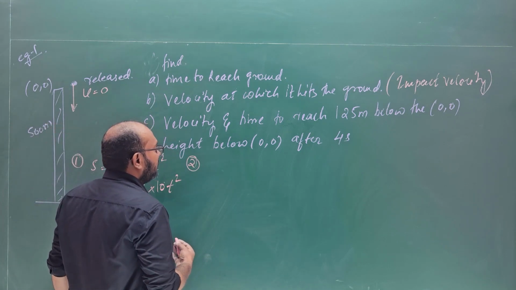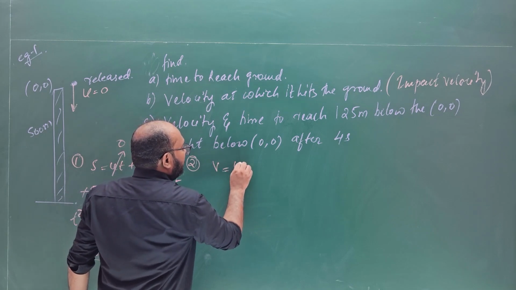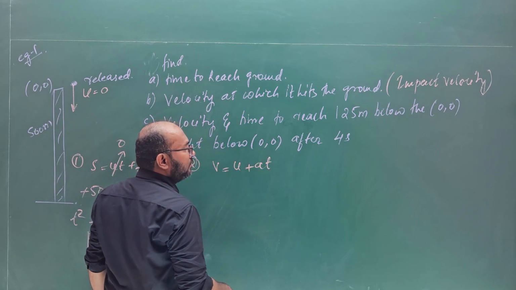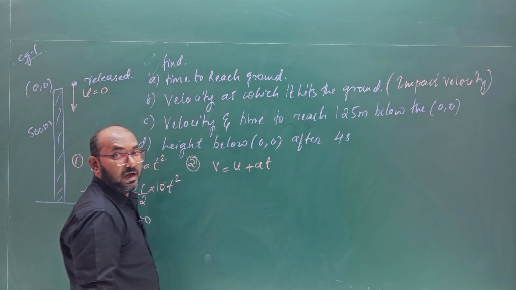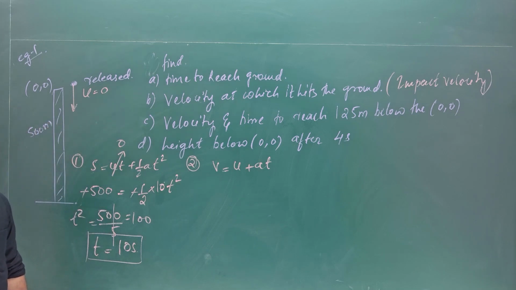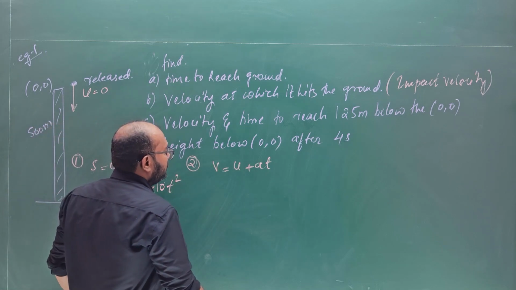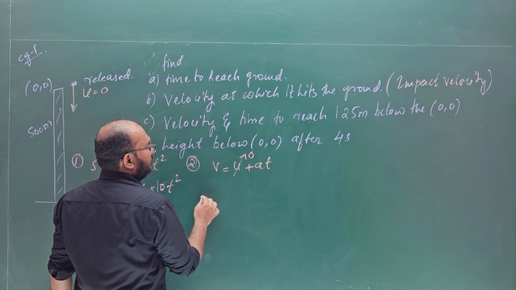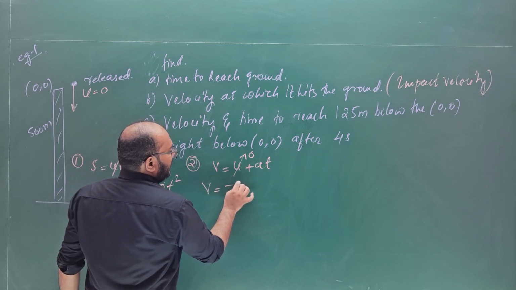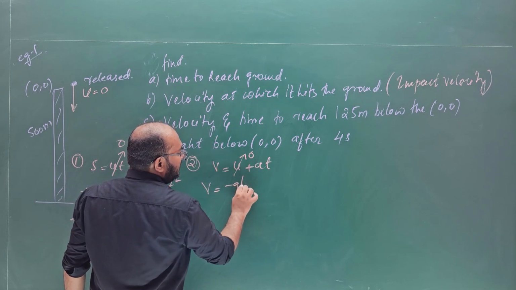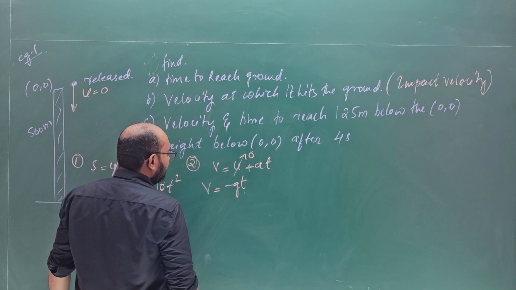Consider I know the time, then I will be using v equals u plus at. If I don't know the time, then definitely I know the height. They will provide one thing, either the time or the height. Okay, so v equals u plus at, initial velocity is 0. So v equals, can I write minus gt, and t is what? 10 seconds we got now.